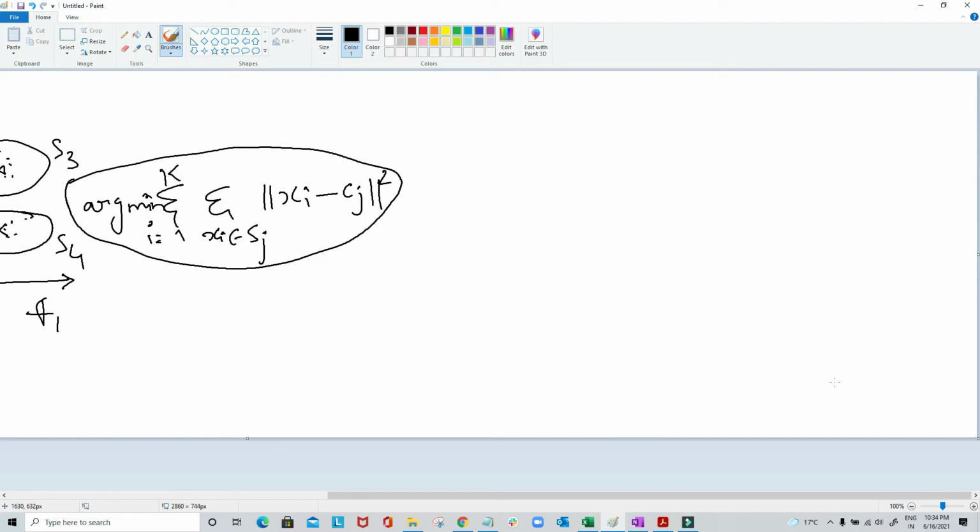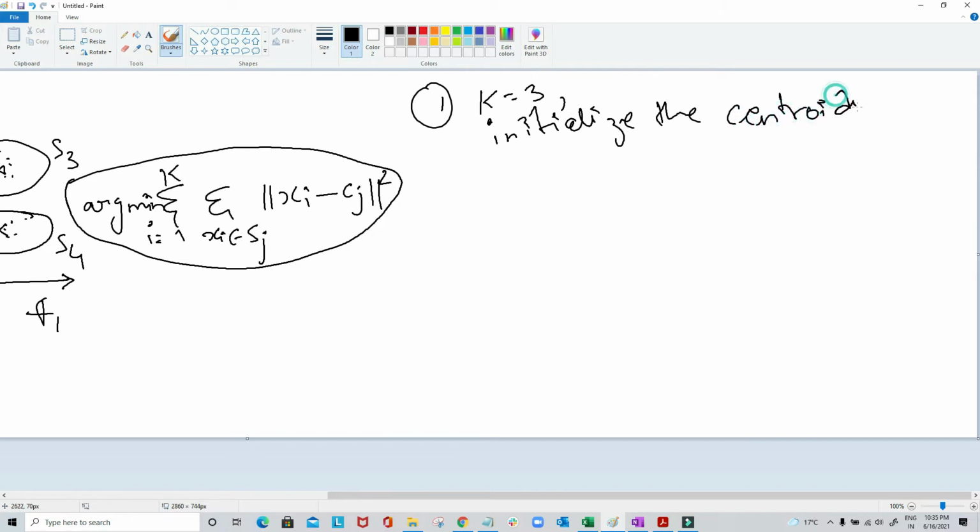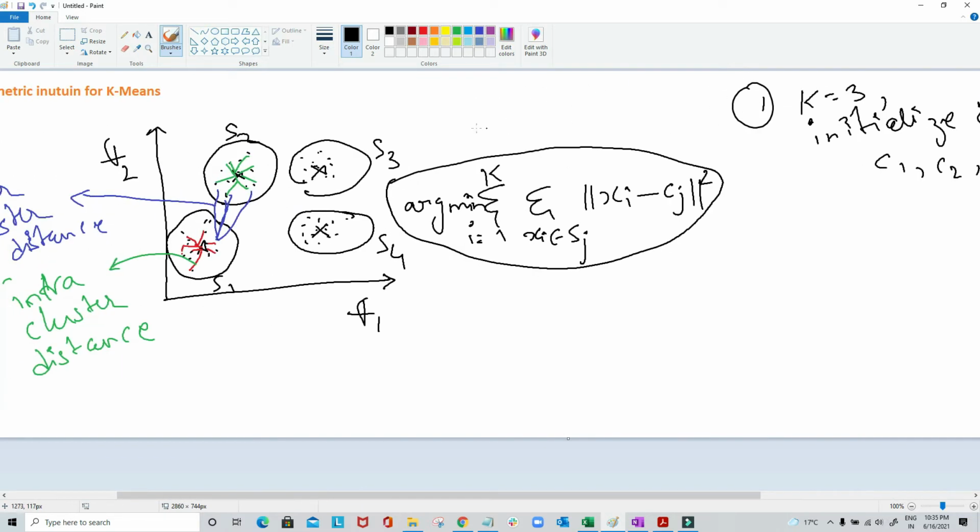So initially when we start the clustering process, K-means doesn't know what are the right number of clusters. So first step is to initialize these centroids. So imagine we go with three clusters, let's assume. So first step is to initialize the centroids. If we say three clusters, then we'll have three centroids, C1, C2, C3. And these centroids are nothing but the data points.